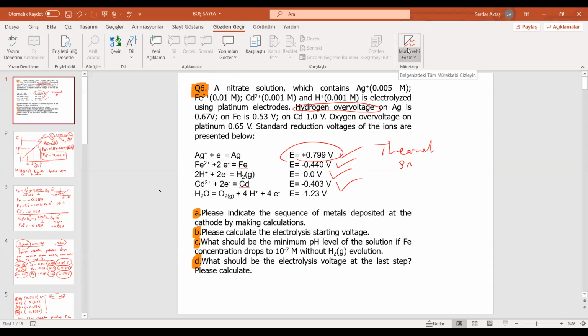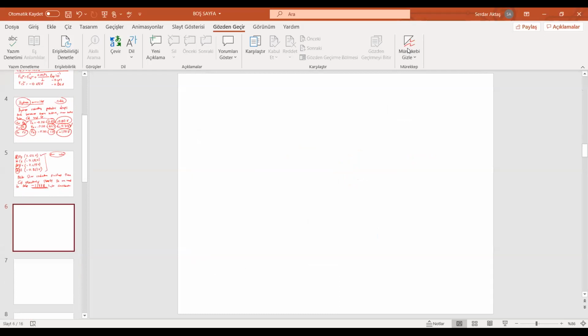Okay, question number B. Please calculate the electrolysis starting voltage. When we say electrolysis, this is not a galvanic cell or voltaic cell. We need to supply energy. We need to pay the price. Let's see how we can do the calculation.